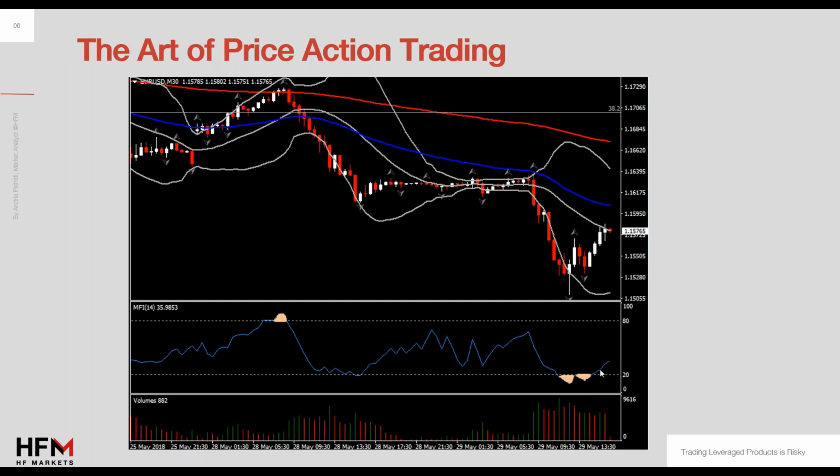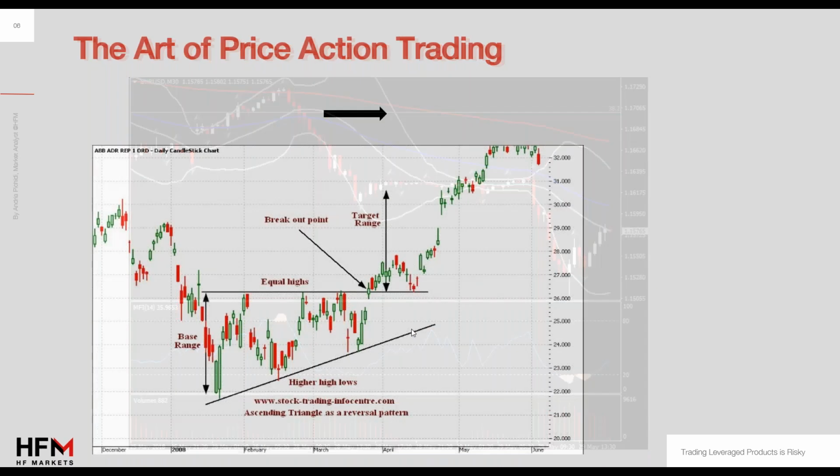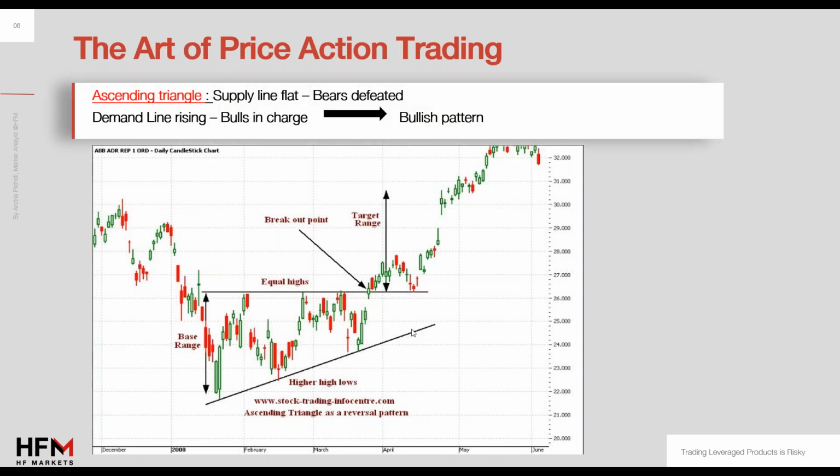That's another example. Ignore the indicators. Actually, I will move on to the next one that doesn't have any indicators, and it also has an ascending triangle, so combining the price action with candlestick patterns as well. Look at this beauty, a flat ceiling repeated again and again.